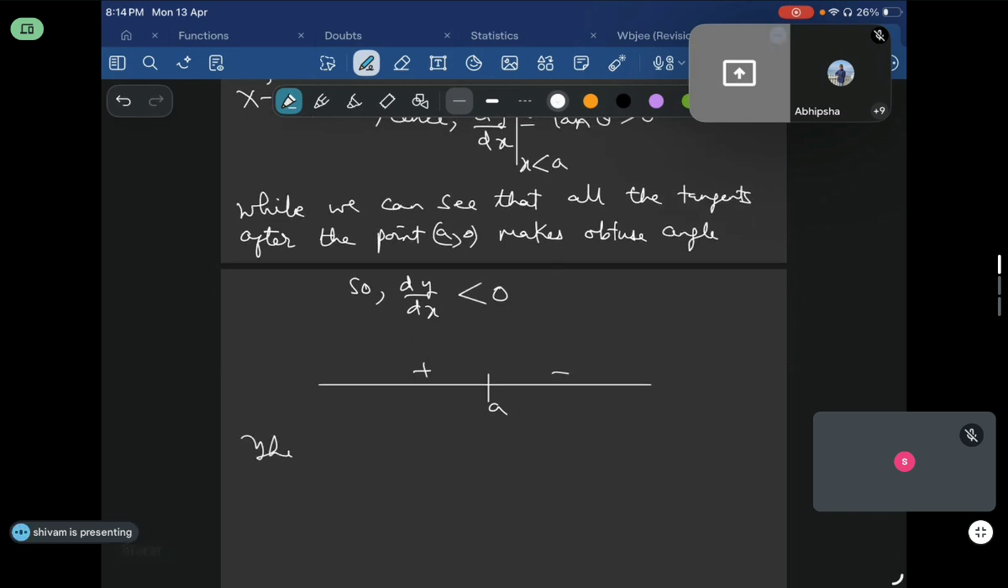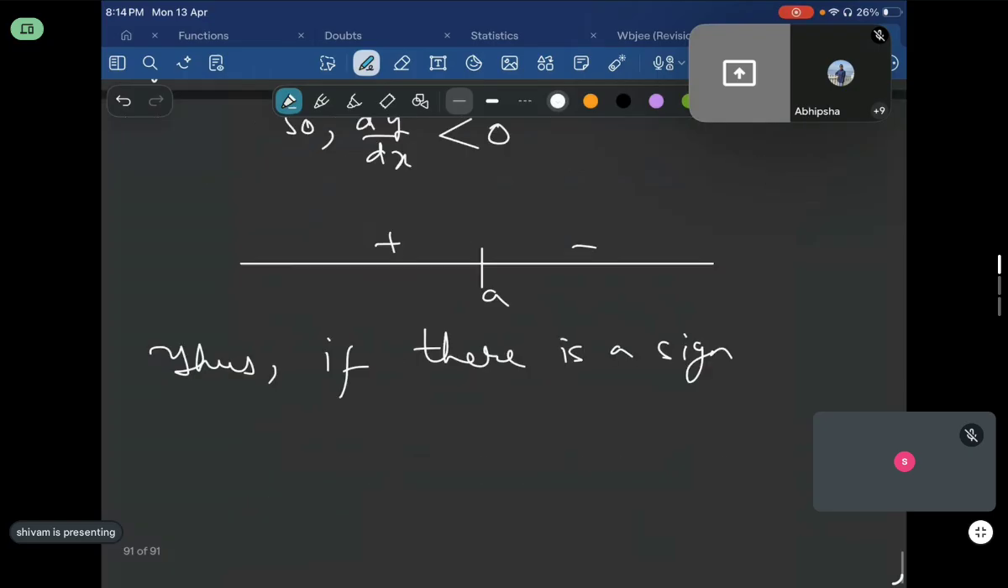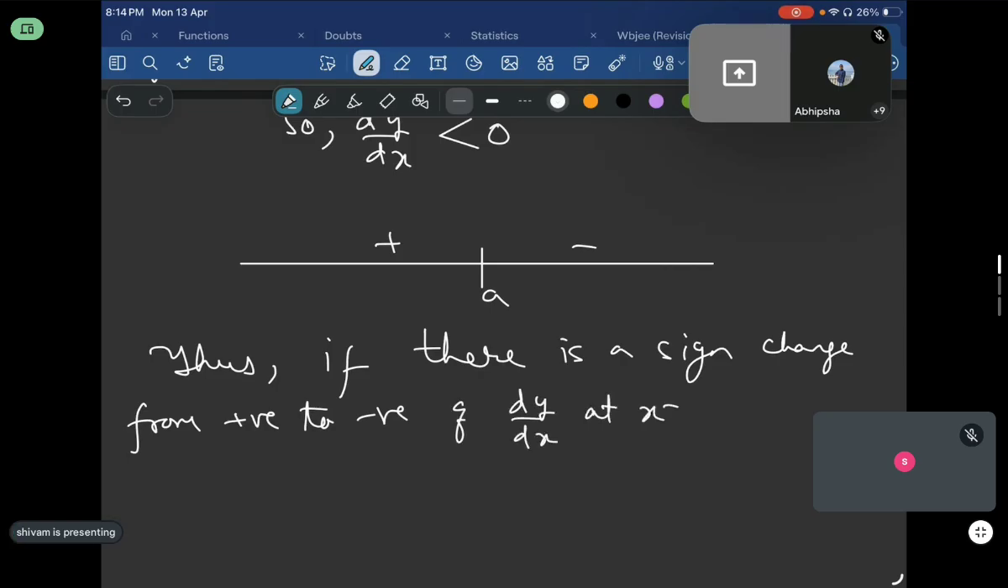So thus, if there is a sign change from positive to negative of dy by dx at x equal to a, then local maxima exists at x equal to a.